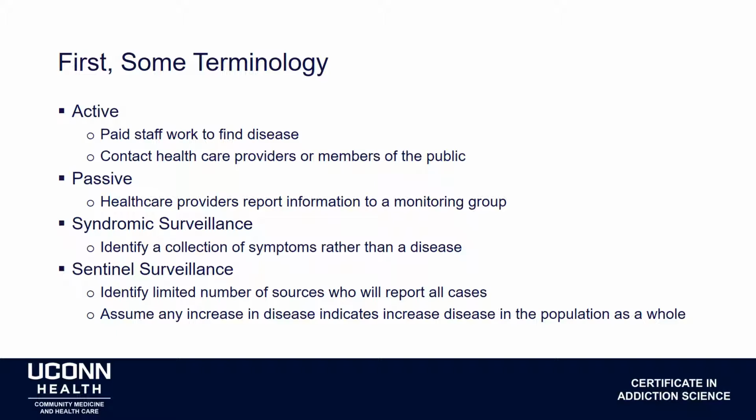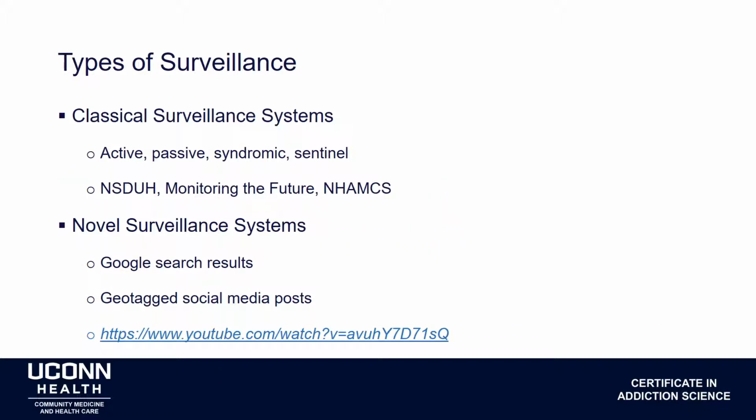And then there are sentinel surveillance systems, which are used when resources are limited. So in these systems, rather than trying to find all cases of disease or monitor all areas where the cases could occur, you identify a small number of sources to focus on, and any changes in your outcomes in those small number of sources, you assume indicates any changes in disease status of the population as a whole. Now, again, there are many types of surveillance systems, and there are many ways that these are put into practice. So your classic surveillance systems are the active, passive, syndromic, and sentinel surveillance systems.